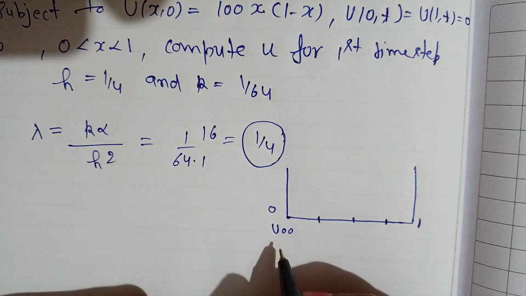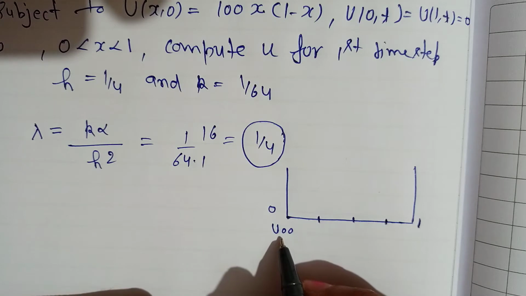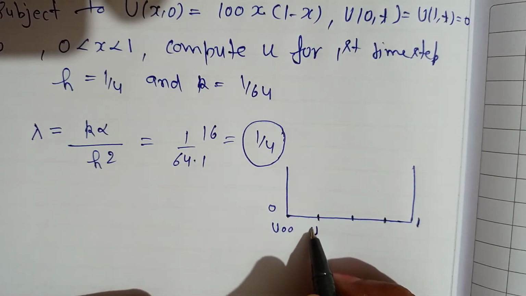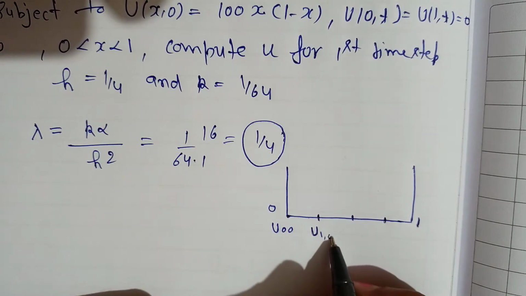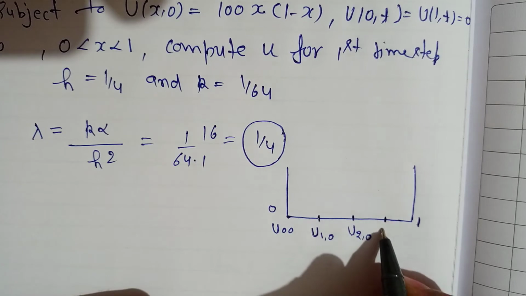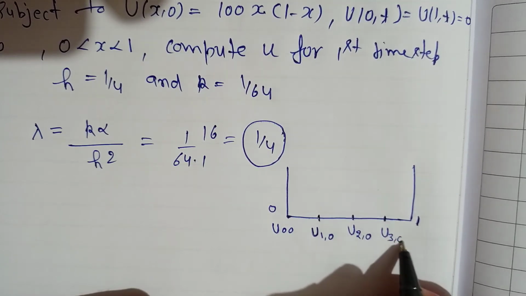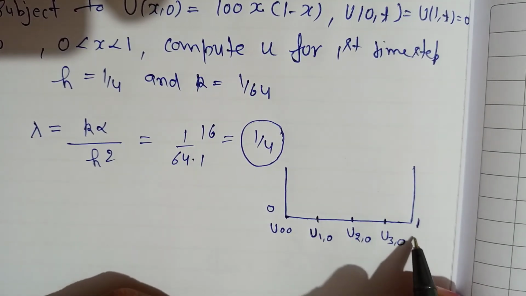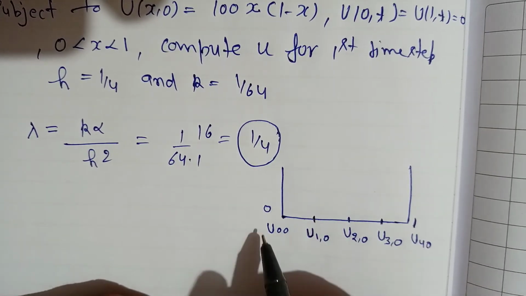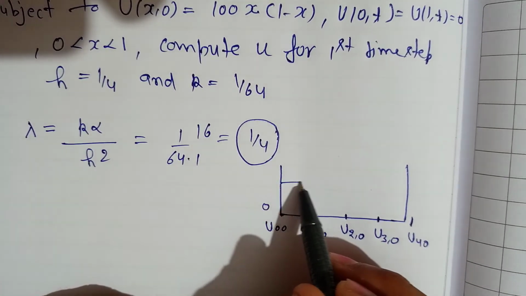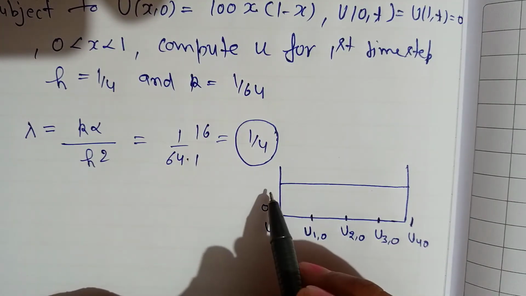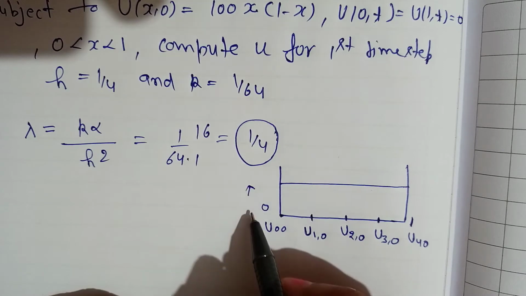So this is the value of u at 0 0, meaning u00. The value here we can denote u1 comma 0. Fine. This is u2 comma 0, this is u3 comma 0, and this is u4 comma 0. This is the 0 time step, and this is the first time step. So k equal to 1 by 64. So this length is 1 by 64 in time.